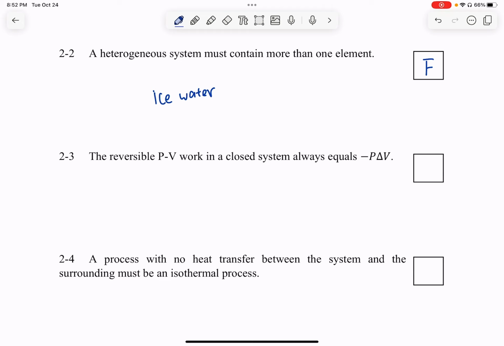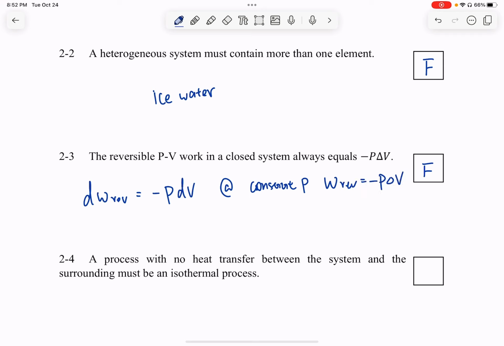Reversible PV work in a closed system always equals negative P delta V. So this one is also false. If you think about it, what we have is dW_rev equals negative PdV. So at constant pressure, when we take the integral on both sides, we have W_rev equals negative P delta V. But when the pressure is not constant, the W_rev will equal the integral of negative PdV.